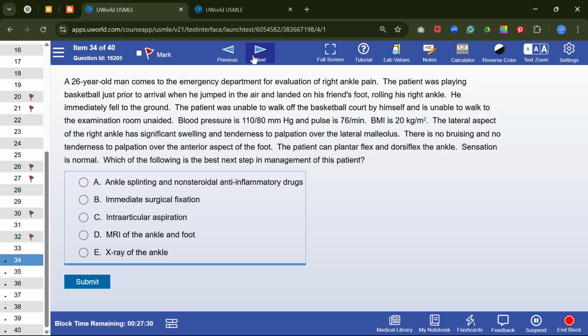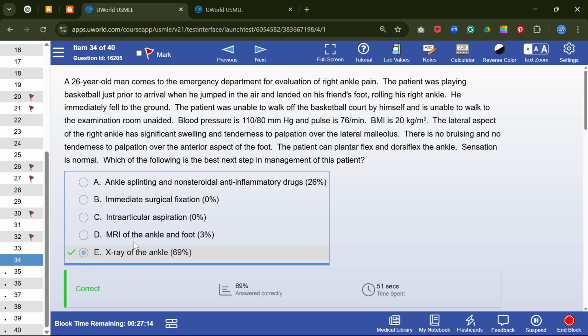Oh, Ottawa ankle rule. Ottawa ankle rule. Ottawa ankle rule is never MRI, always X-ray. Why are you thinking it is either X-ray of the ankle or X-ray of the foot?